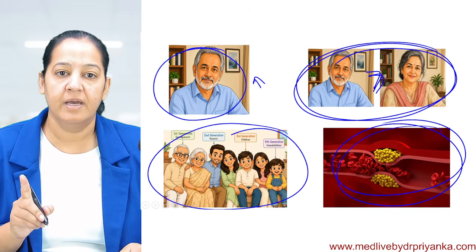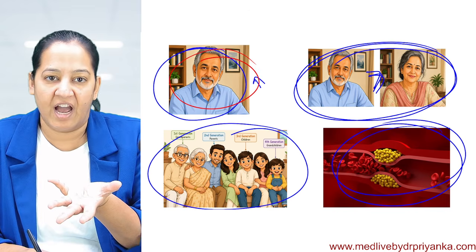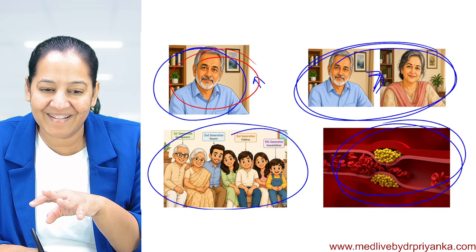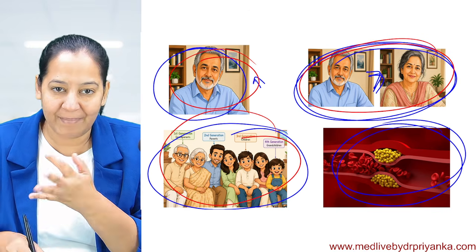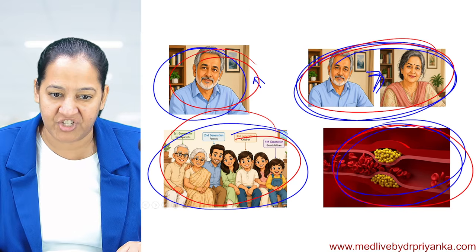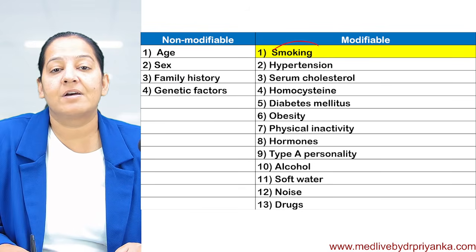These are non-modifiable. If the person wishes, I shall be young again, but the person cannot be young again, so this is non-modifiable. Here the gender cannot be changed, the family cannot be changed, and the genes cannot be changed. They are non-modifiable. Now coming to modifiable ones one by one, let's start with smoking.